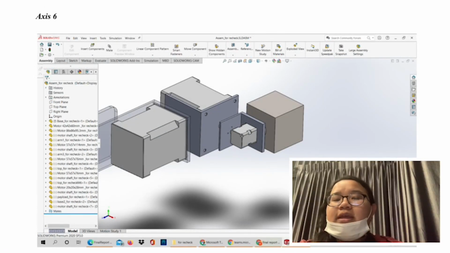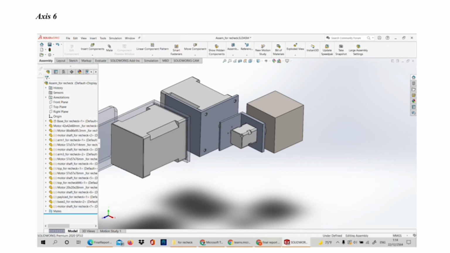For motor 6 in axis 6, it is appropriate for this design. The motor 6 has 0.016 Nm. That is enough for the required torque of 0.0051 Nm. It has an appropriate size.